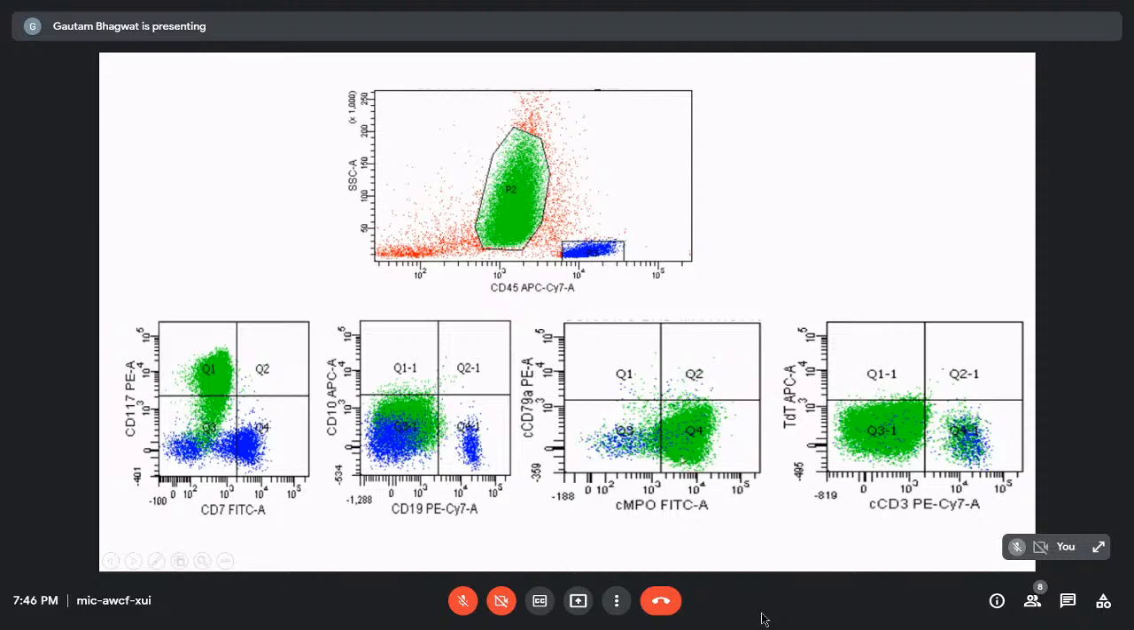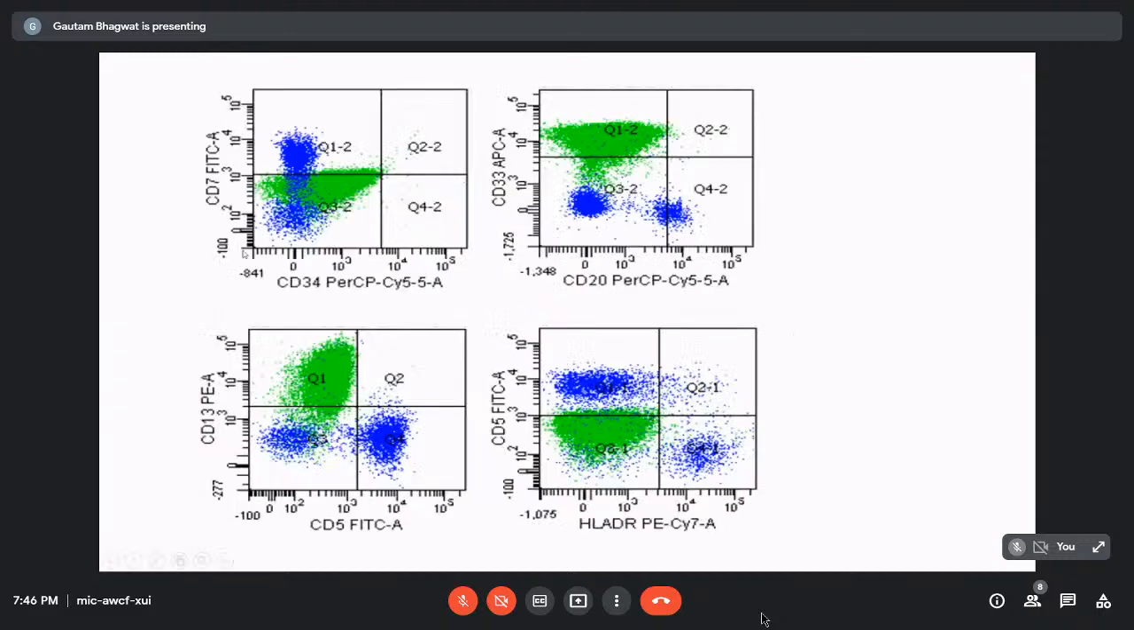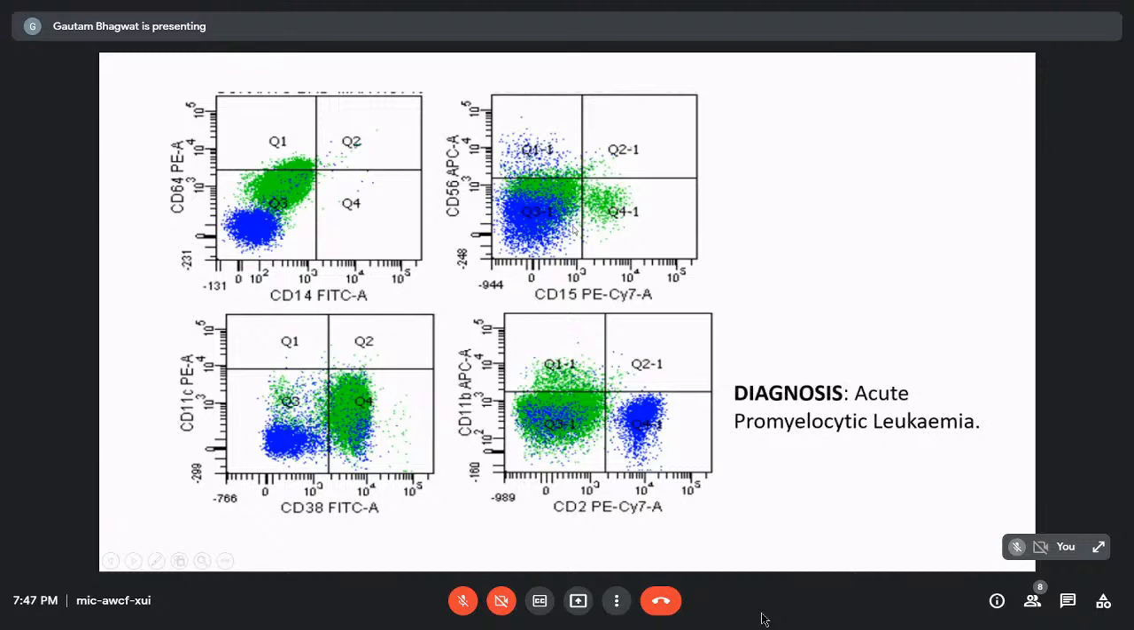CD117 positive, cytoplasmic MPO nicely positive. Other than that, usually CD34 and HLA-DR are negative in APMLs. As you can see here, 34 is negative, DR is negative. You get the myeloid markers 13 and 33, and you give the diagnosis of APML, and you further suggest PML-RARA studies either by FISH or by molecular techniques.